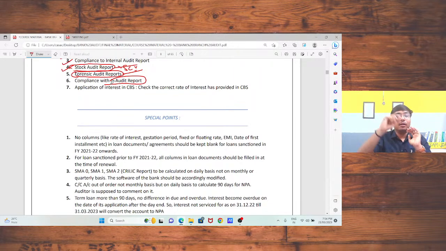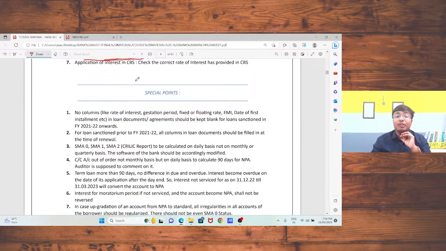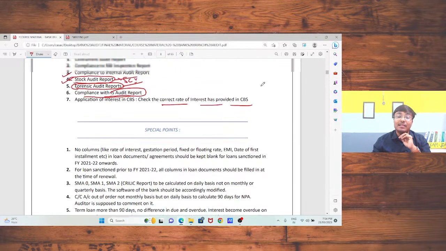And if there are any queries unanswered by the bank manager or by the regional office, in that case you should take note of it. Okay, sir. So compliance with the IS audit report. In most banks, IS audit is mandatory, so we need to take note of it also. Application of interest in CBS: check that the correct rate of interest is provided in CBS, sir.